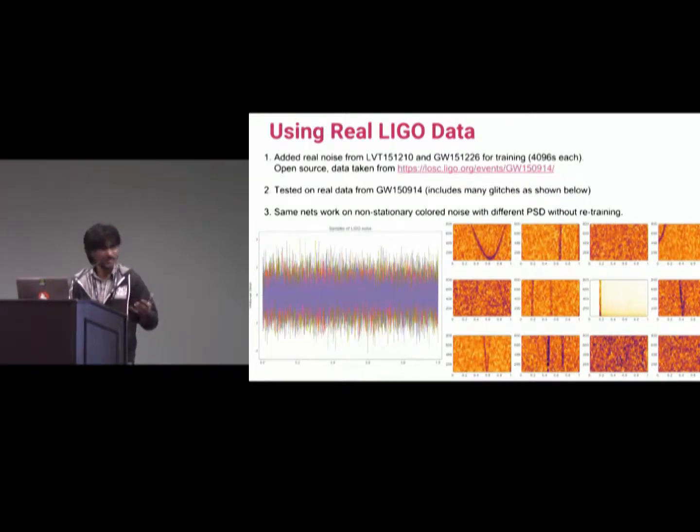You can see the real data is not perfectly Gaussian. It has a lot of glitches, as shown in the spectrograms. So the network has the advantage that it can learn to deal with this non-Gaussian noise, whereas the matched filtering technique is optimal only for pure Gaussian noise.